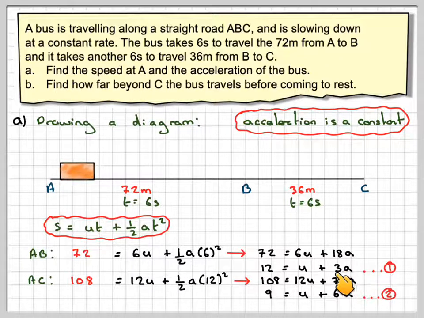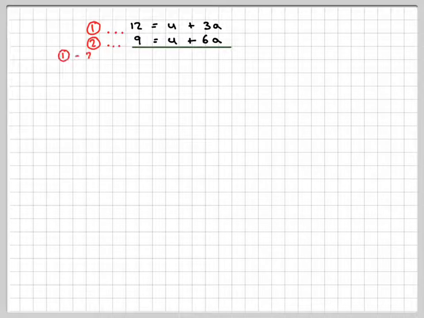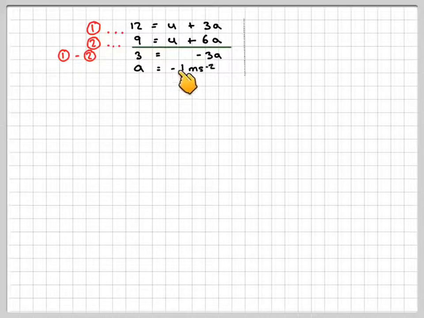Right, so we now need to solve these two equations. Writing them out again, if we did 1 take away 2, that means 12 take away 9, which is 3. u take away u is nothing. 3a take away 6a gives me minus 3a. So that gives me a is minus 1 metres per second squared. As we expected, it's negative.